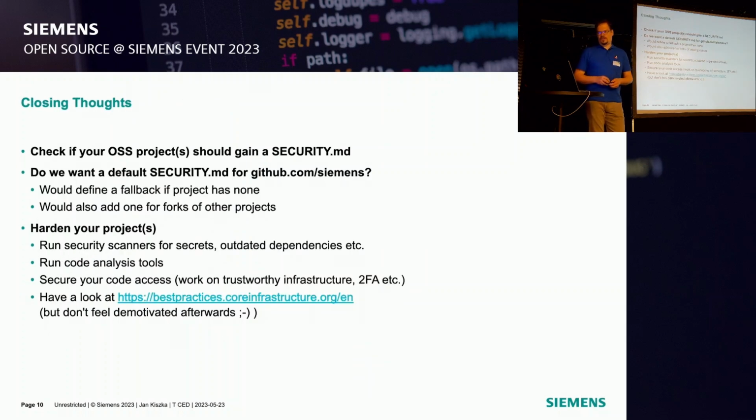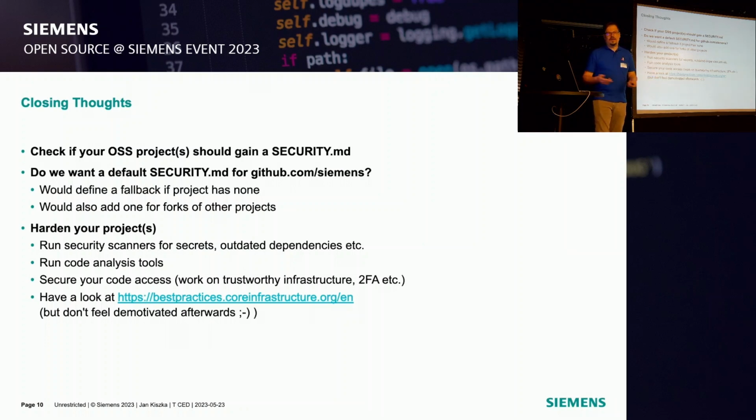So, closing thoughts quickly. Check, first of all, again, if your open source project should gain this kind of SECURITY.md. Have a look at the examples, and I can really recommend to at least establish the reporting channel. We at Siemens should think about whether we want to have a kind of default SECURITY.md. Google is doing that, Microsoft is doing it as well. It has some pros, obviously. It defines the fallback if your project is not defining it.